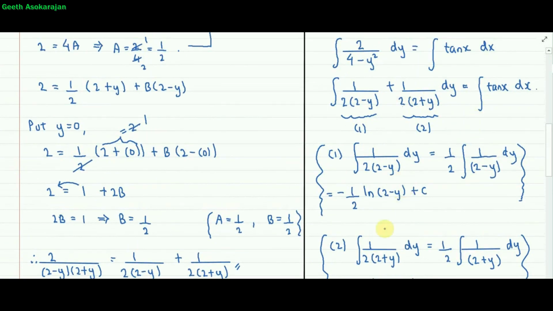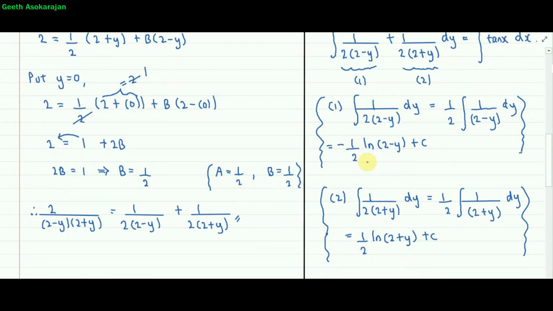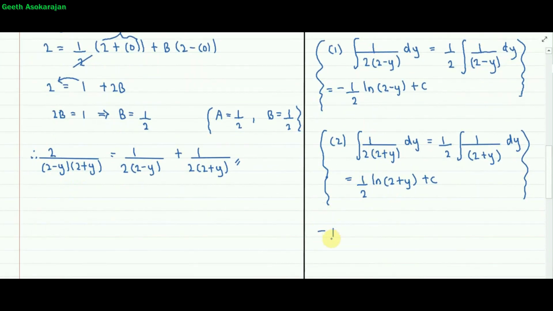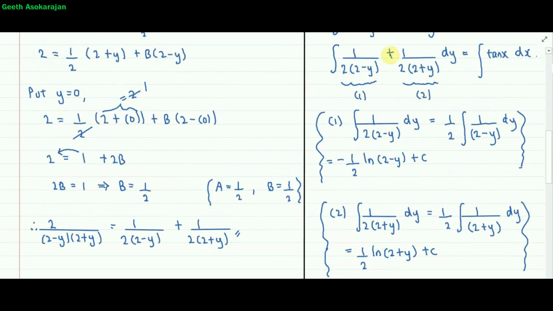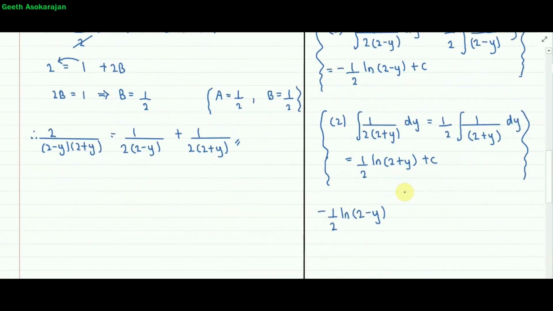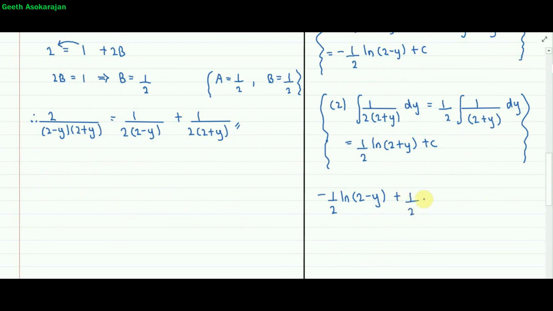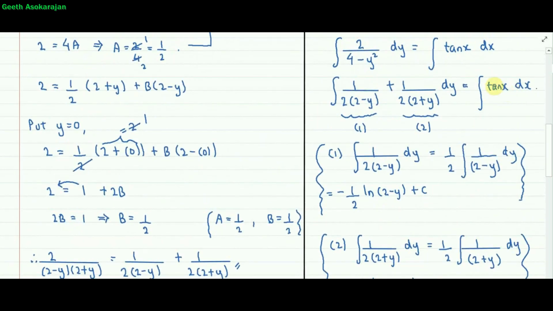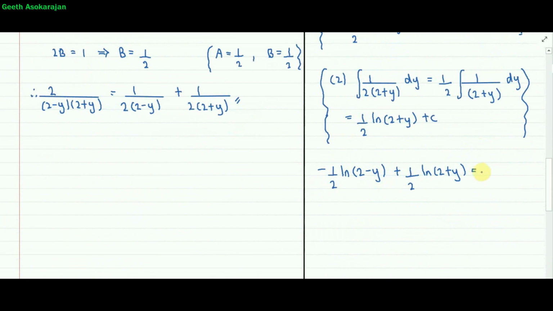Let's incorporate these solutions in this main calculation step here. For integral 1, we had this, so let's copy that down. We've got minus half ln 2 minus y, plus, and for integral number 2, we had this half ln 2 plus y. So plus half ln 2 plus y, that is equal to, and when you integrate tan, the integral of tan is minus ln cos. So I'm going to have on the right minus ln cos x. Let me add the c over here on the right hand side.